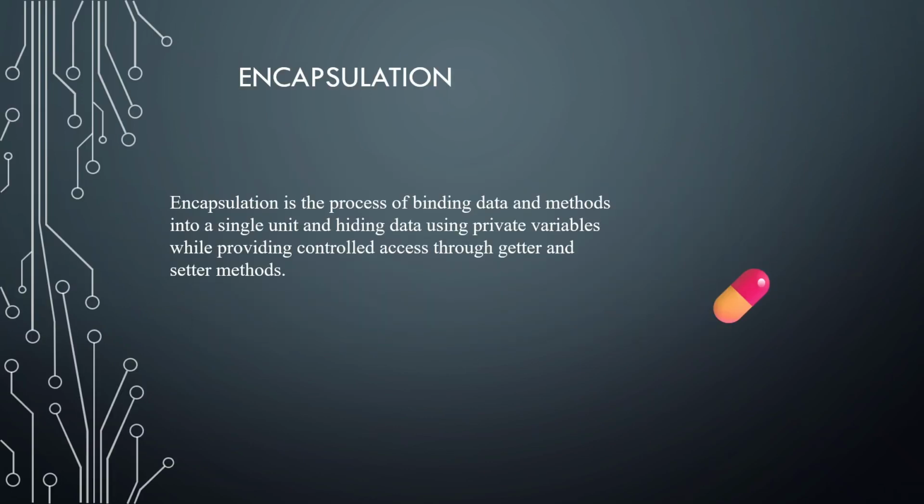What is encapsulation? Encapsulation is one of the important principles in Java where data, meaning variables, and methods, meaning functions, are combined into a single unit called a class. The main purpose of encapsulation is data hiding. That means the data should not be accessed directly from outside the class. In simple words, encapsulation means hiding the data and allowing access only through control methods.